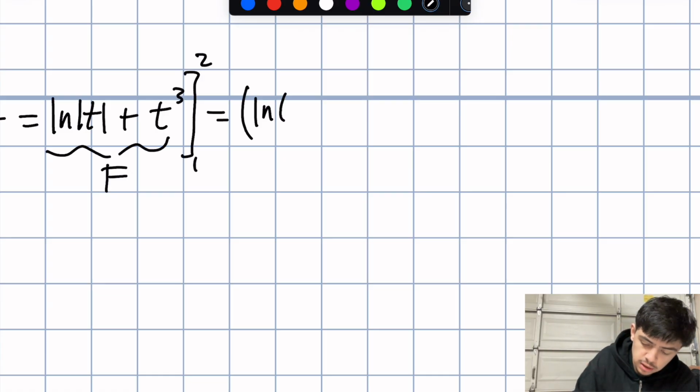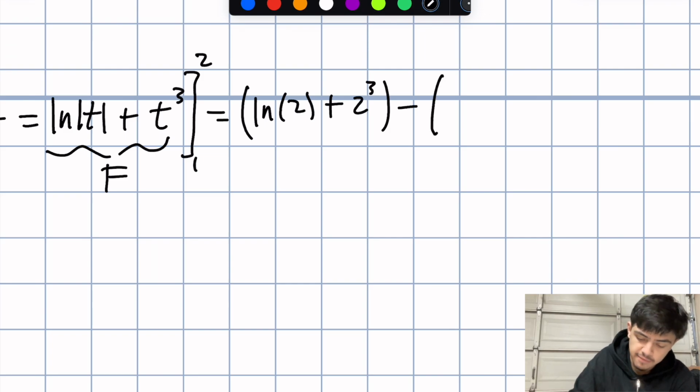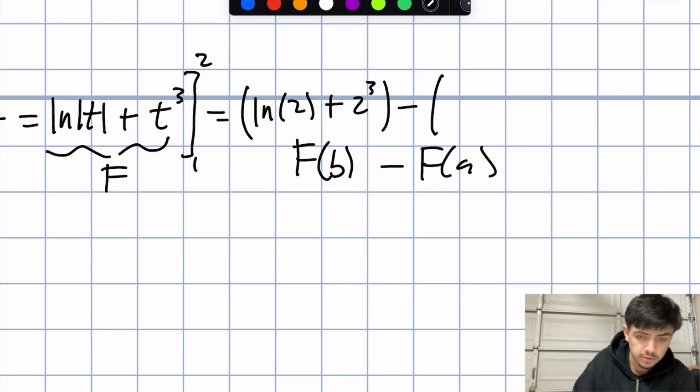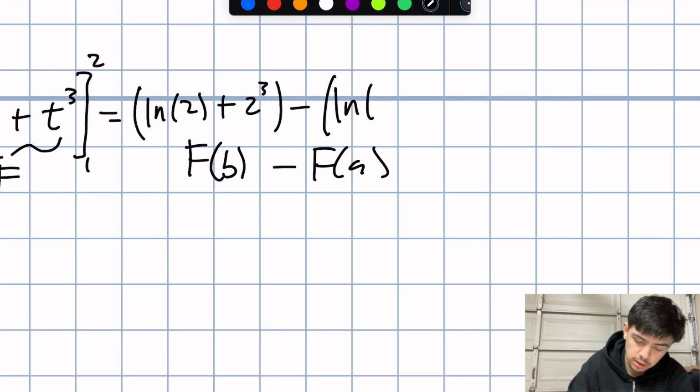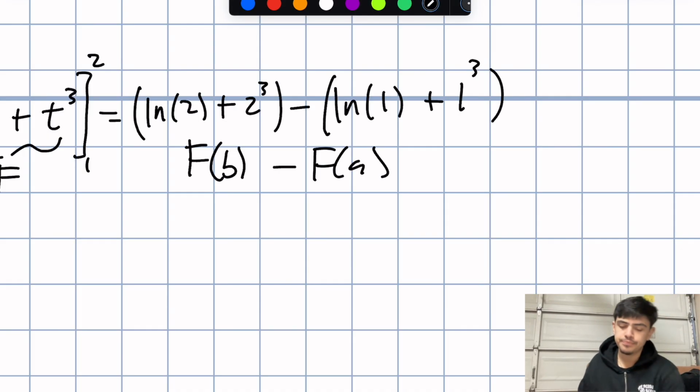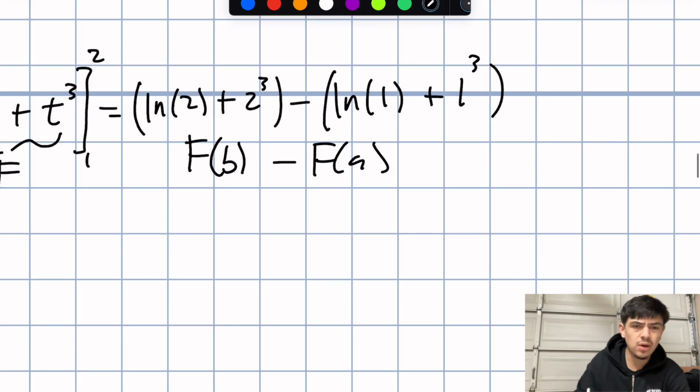So we have natural log of 2 plus 2 cubed. And then we put a parenthesis and then minus the separator. Remember, it's F of b minus F of a. Remember that? Let's go to minus, and then the whole antiderivative again. Natural log of 1 plus 1 cubed. That's it. So we can go ahead and simplify some things.